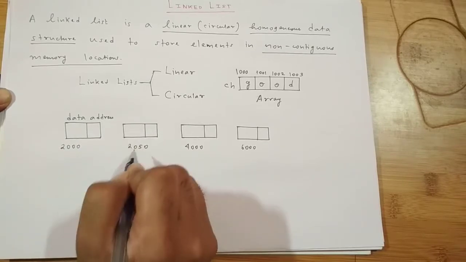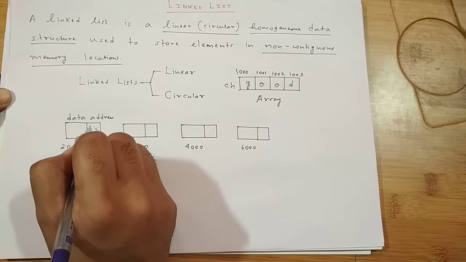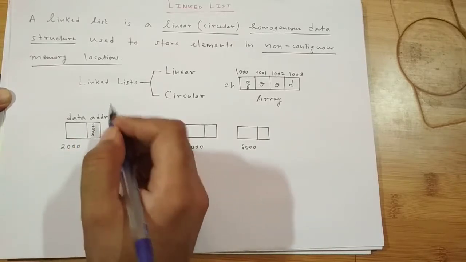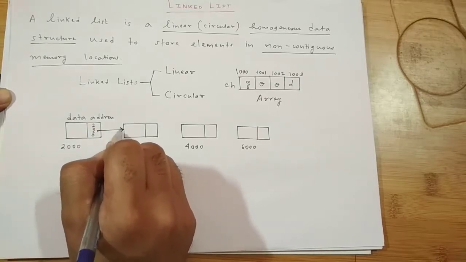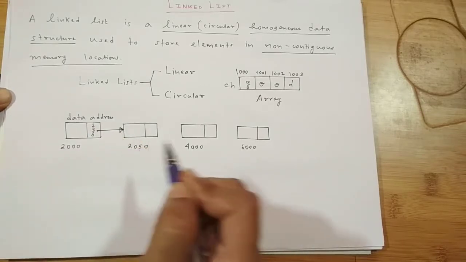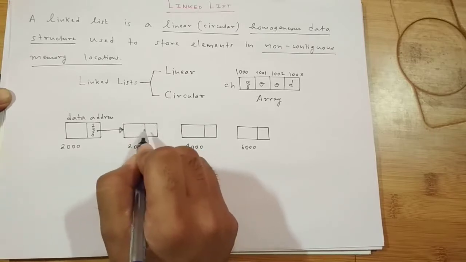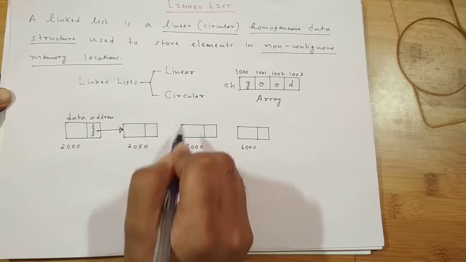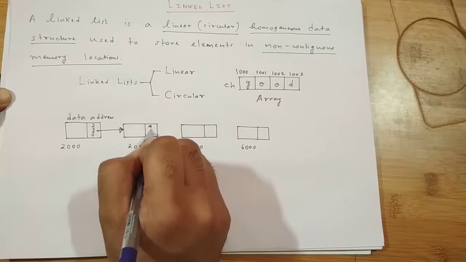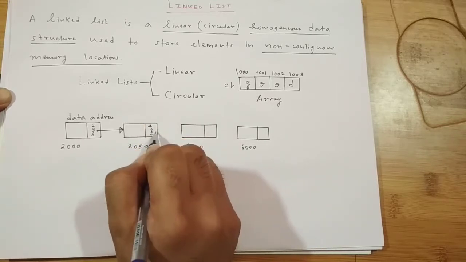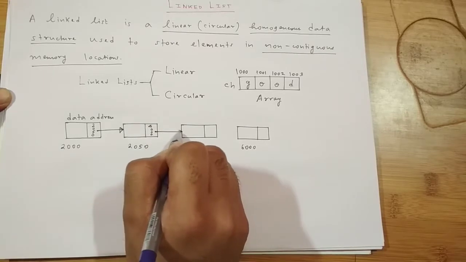What is the address of the next node in the list? 2050. So this will contain 2050. And as a result, it will be pointing to the next node. Okay. Similarly, this node will contain the address of the next node in the list. The address of the next node in the list is 4000. So this will contain 4000, and as a result will be pointing to the next node.